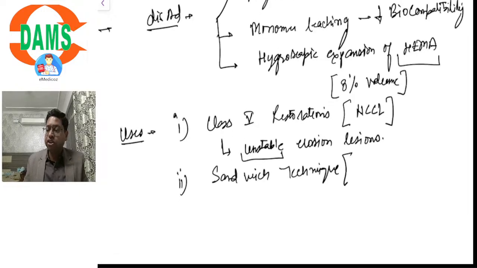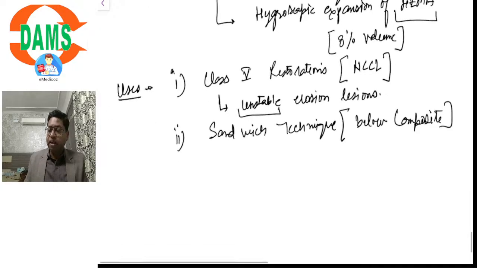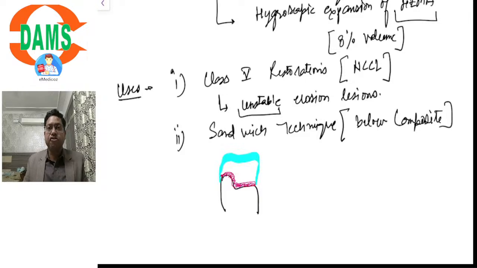Sandwich technique of restoration below composites. If this is a tooth preparation, we would apply a layer of resin modified glass ionomer cement first because of its good bonding capabilities and anti-cariogenic effect. This would be followed by a composite restoration on the top. This is known as sandwich restoration. So RMGIC is used as a base below the composites in the case of sandwich technique.